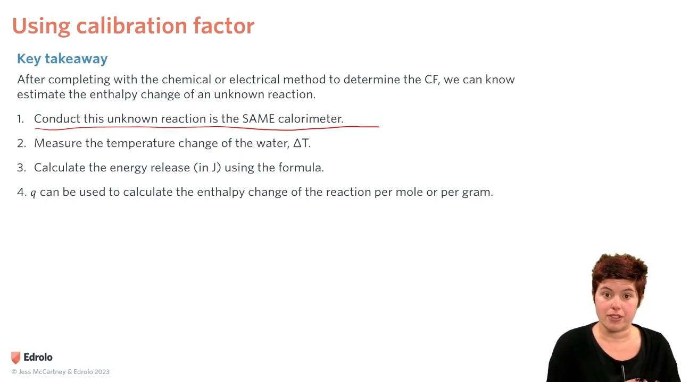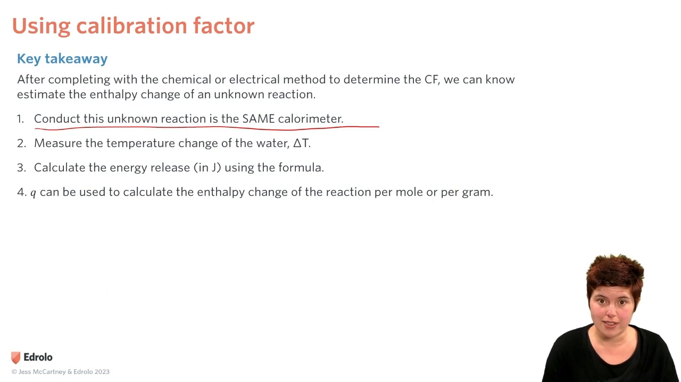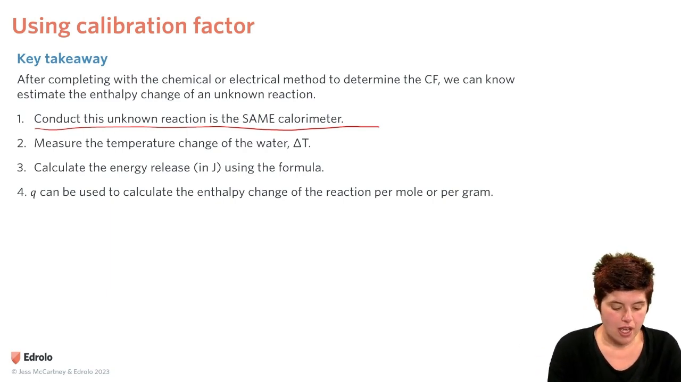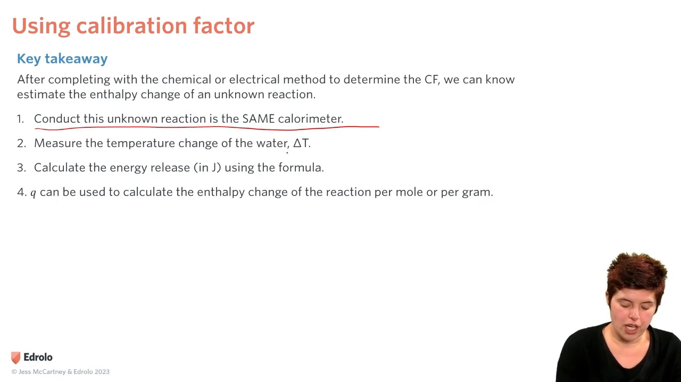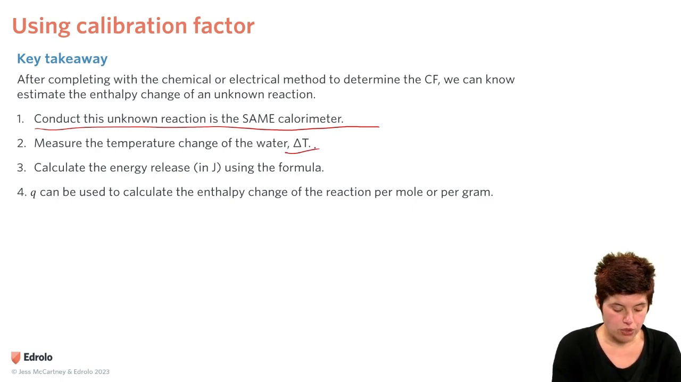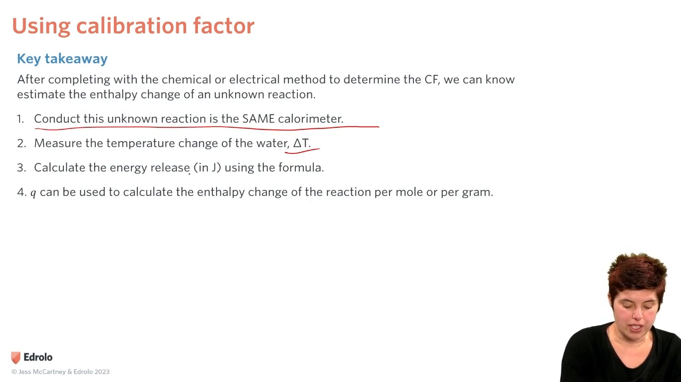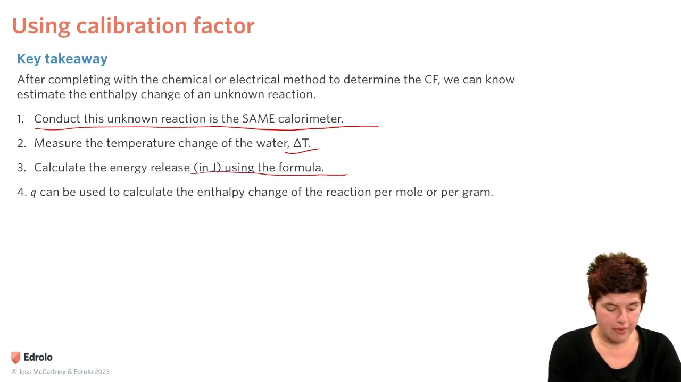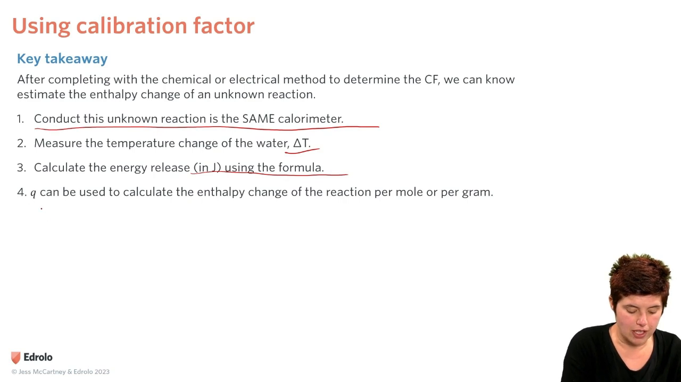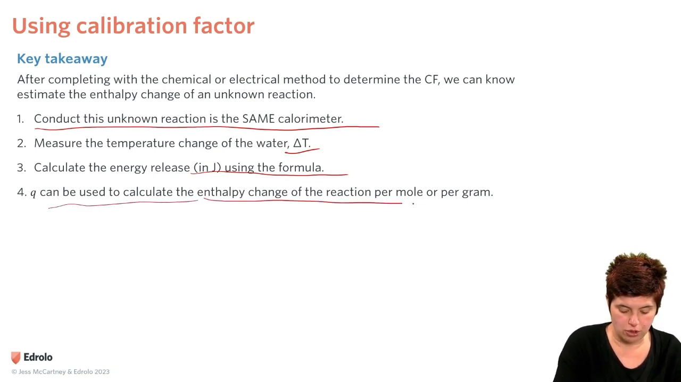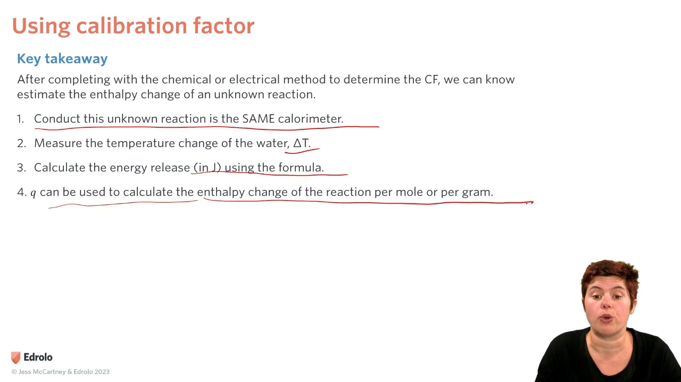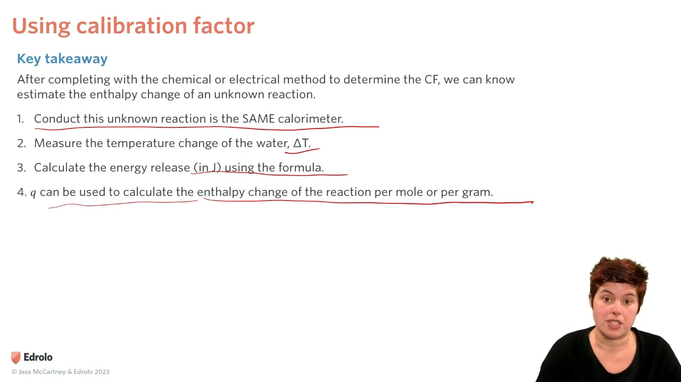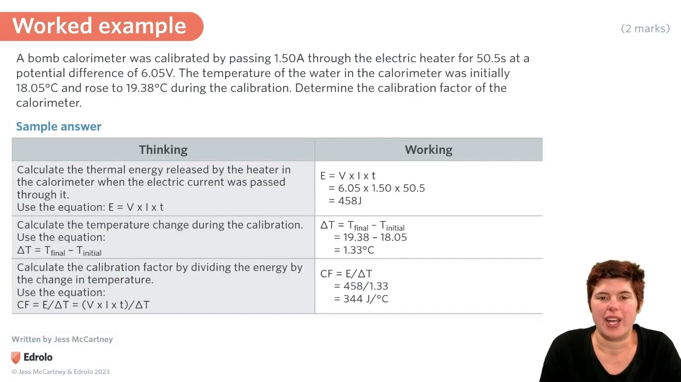If you're doing it in different sessions of your class, make sure that it's labeled so you do get the same one the next time. Measure the temperature change of water in every step that you do, and calculate the energy released in joules using the formula. Then Q can be calculated using the enthalpy change of the reaction per mole per gram that we did in the previous step. So the same way that we calculated that before, we're just taking into account the calibration factor. So let's have a go at a question.